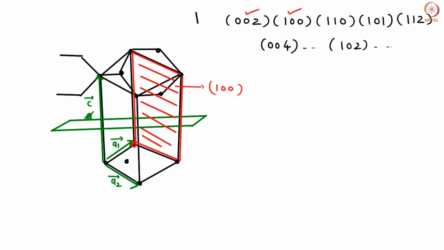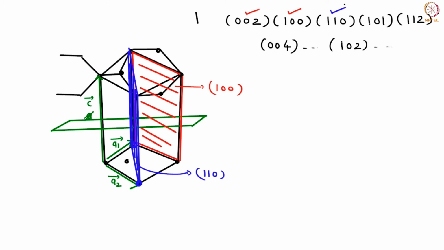110, what does that mean? It means that along A1 you have intercept 1, and also along A2 you have intercept 1, but the plane is parallel to the C axis, which basically means this is the diagonal plane. I hope you can see this. It is parallel to the C axis, so it will look like this. This diagonal plane is going to be your plane of interest. So this is your 110 plane. Okay, now moving on. So this is also done.